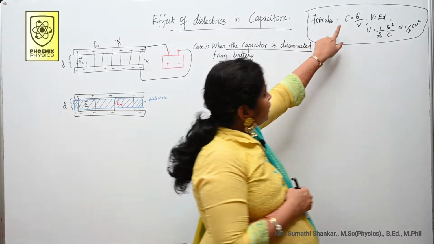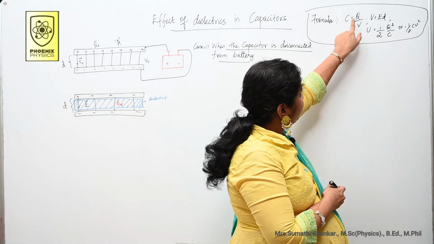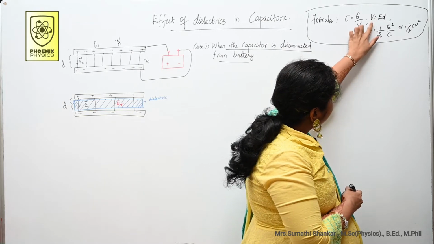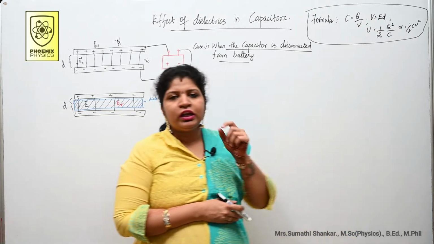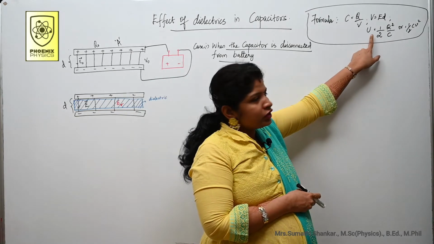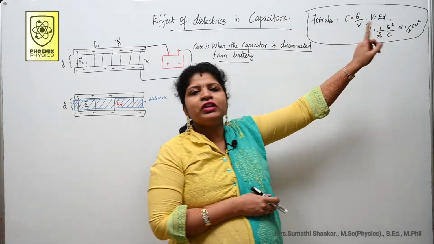One is C. What is C? C is nothing but capacitance. Capacitance C is equal to Q by V, and the potential difference V is equal to E into D. E is nothing but electric field. Then energy U is equal to half Q square by C, or half CV square.